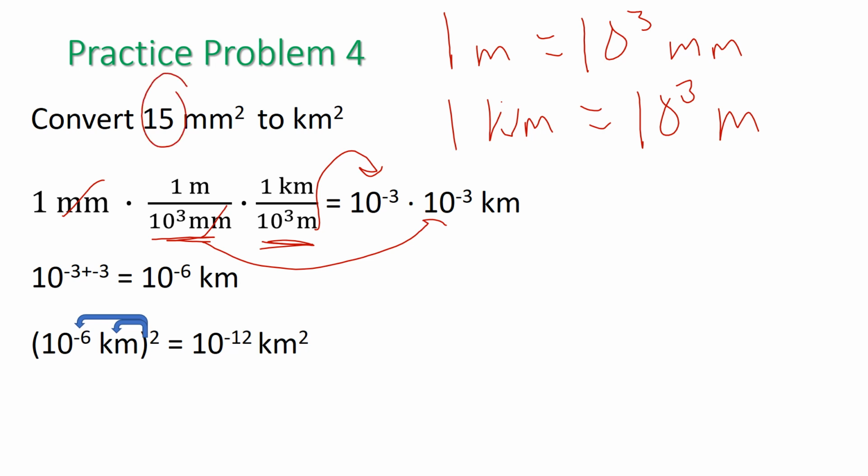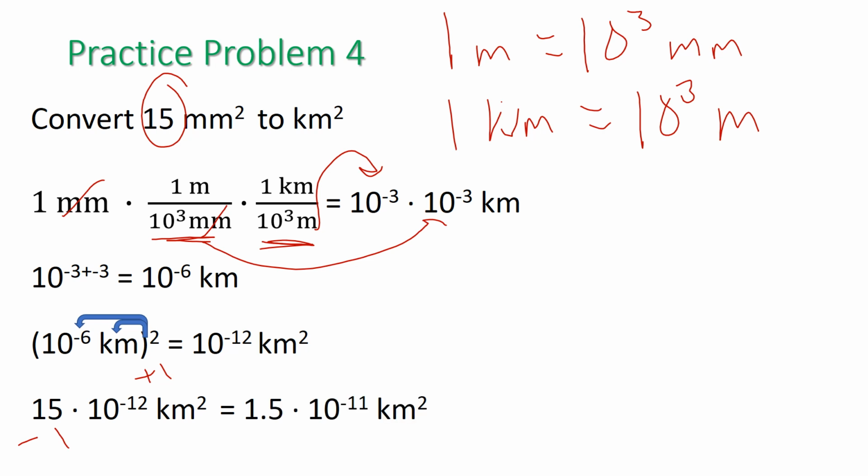We're multiplying it by this 15. And we need to normalize it, take away an order of magnitude, add it back to here. Negative 12 plus 1, negative 11. So the final answer, 1.5 times 10 to the minus 11 kilometers squared.